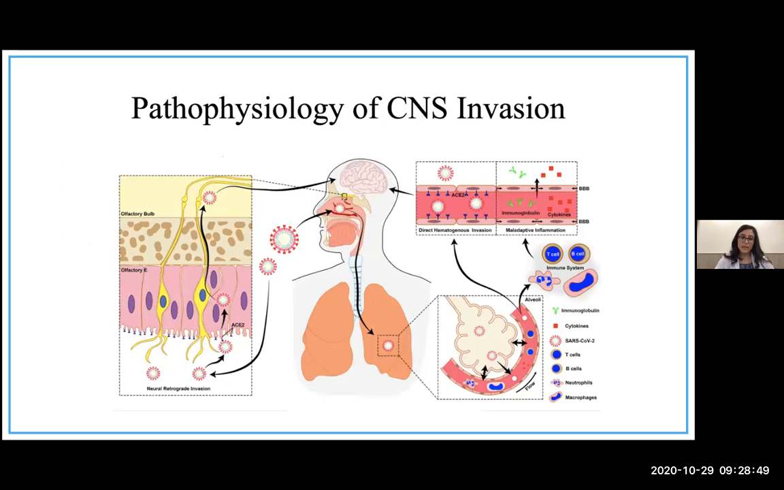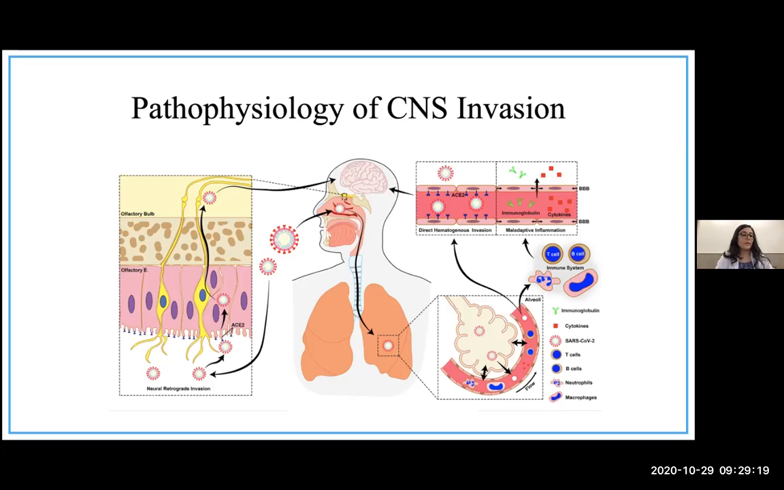As for the CNS, there's a pathophysiology for CNS invasion. So ACE2 receptors are found in the CNS. So SARS-CoV-2 can enter into the CNS and affect neurons and glial cells in the brain and spinal cord. So what happens is it either enters via retrograde invasion and then goes up through the olfactory epithelium, the cribriform plate, and the olfactory bulb to enter the CNS. And this takes about 7 days to occur.